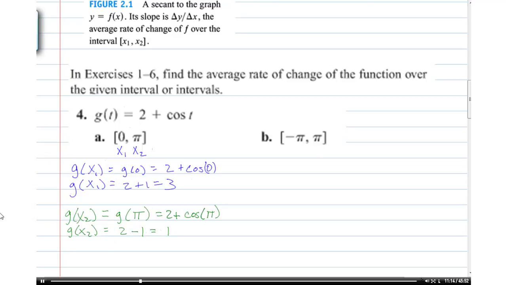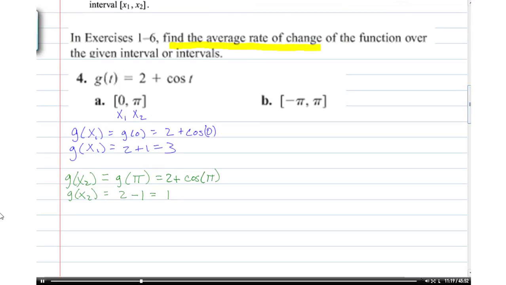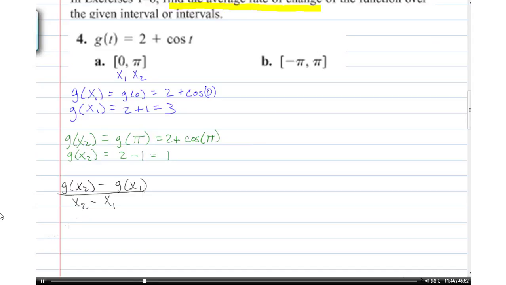So in the instructions here, we were asked to find the average rate of change. Well, the formula for the average rate of change is g of x2 minus g of x1 all over x2 minus x1. But we know numbers that we can plug in for this now, right? So what am I going to plug in place of x2? 1 minus 3 over, what's x2, pi, minus 0. So this ends up being negative 2 over pi, and that's our final answer. That's the average rate of change.